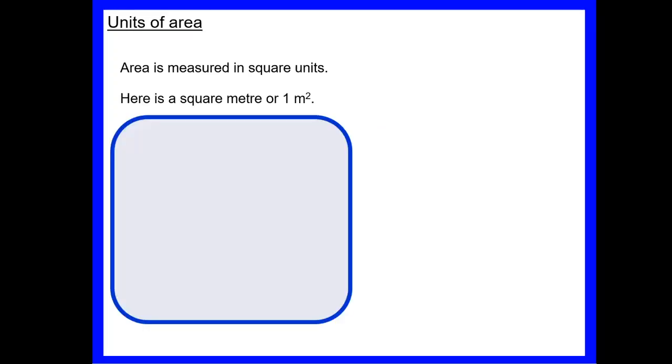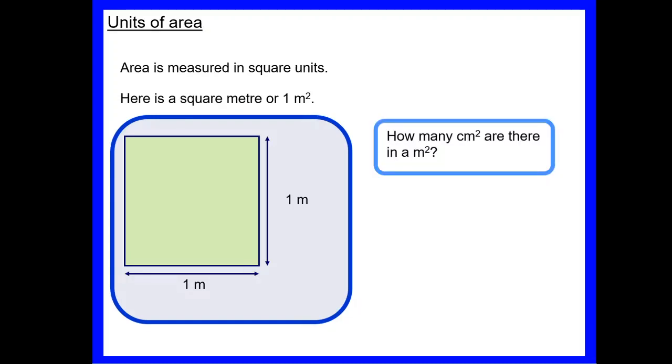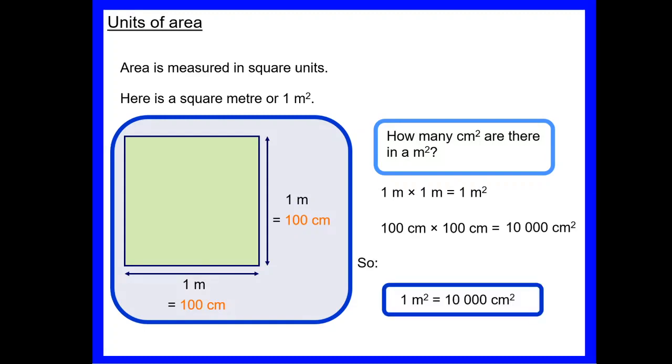Let's have a look at another one then. So this time we've got a square metre, 1 metre squared. So if we want to know how many centimetres squared there are in a metre squared, well, the area so far, 1 times 1 is 1 metre squared. If we want to change 1 metre into centimetres, there are 100 centimetres in a metre. So we do that for the width and for the length there. So we would have 100 times 100, which is 10,000 centimetres squared. So 1 metre squared is 10,000 centimetres squared. So again, essentially we've got 100 times 100. So it's the same as 100 squared, not just timesing by 100 once.